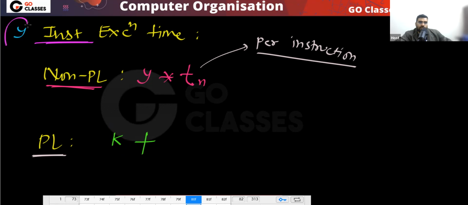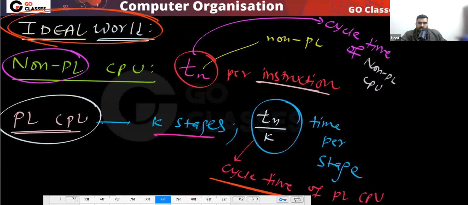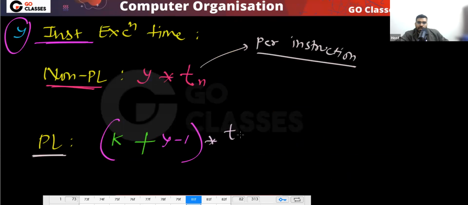The remaining y minus 1 will go through only one stage each, multiplied by one stage time, per stage time. So what is the per stage time? That is Tn divided by k. So this is your pipeline time. Is this clear? Tell me, is this clear to everyone?